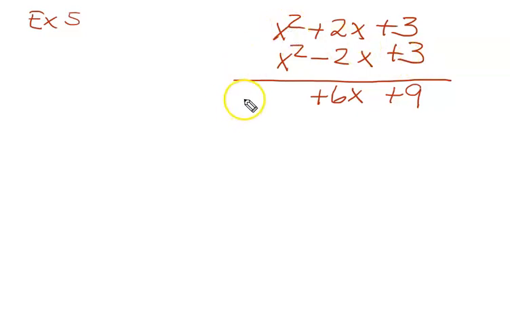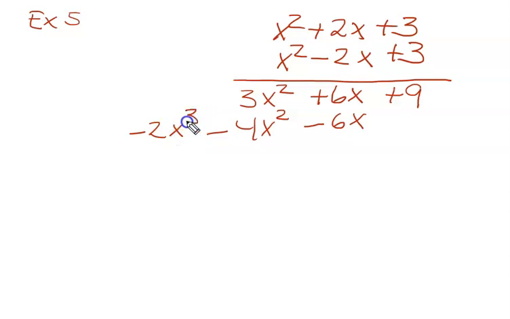3 times this is a 3x squared. Now here's where we need to be careful with the signs. Negative 2x times this is a negative 6x. This times this is a negative 4x squared. This times this is a negative 2x cubed. But you're developing your like term columns.